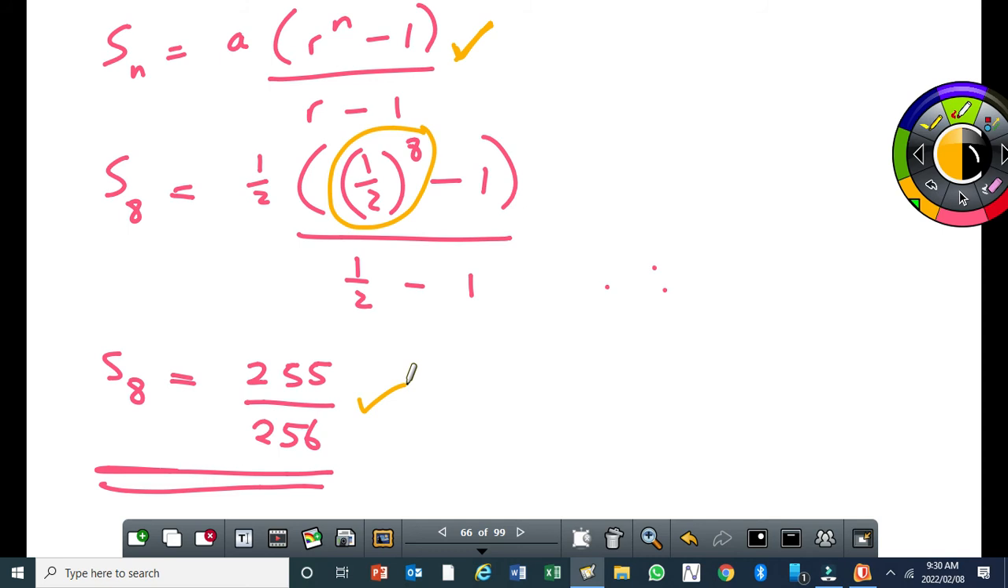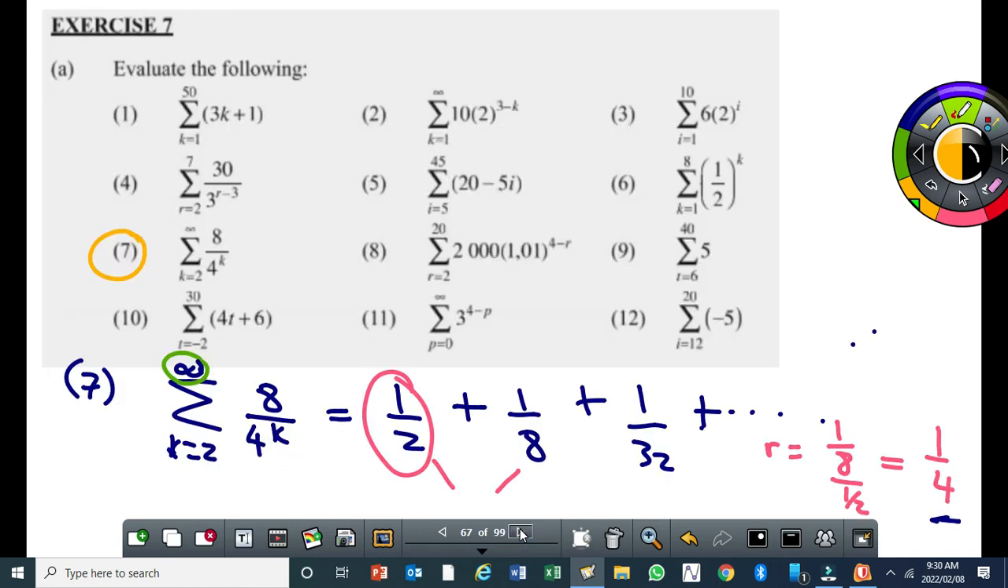Alright? Is there anybody who has got any question? Anyone who has got a question? Okay. Then let's carry on. The next question is number 7. Now, number 7, we have sigma from k equal to 2.